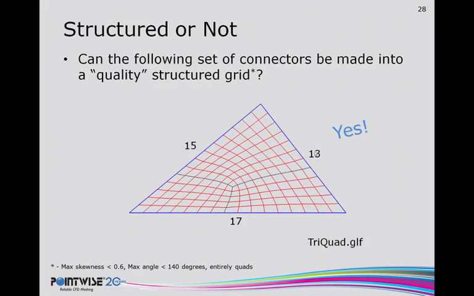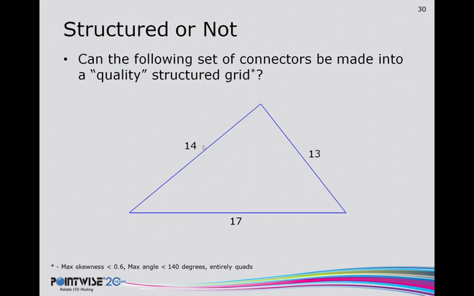So in this case, we have 13, 17, and 15, the sum of which is 45. That allows us to create a nice, good quality structured grid in that area. However, if we reduce one of the dimensions to 14, the sum is now 44, and this is actually impossible. So this is the sort of thing that lends itself very well to scripting. And so there's a script that's been developed as well that we'll demonstrate here in just a minute.